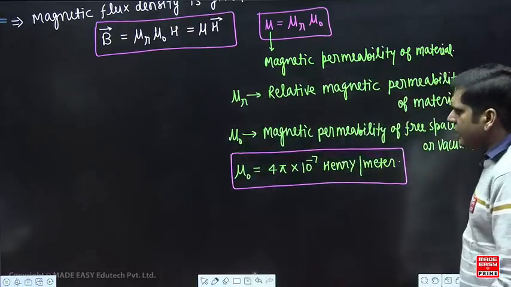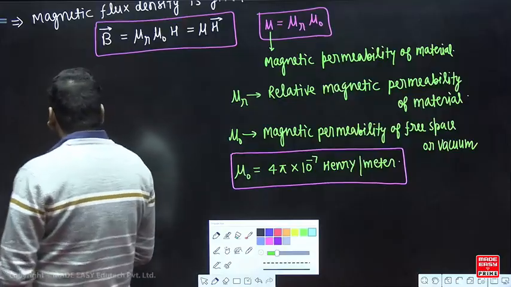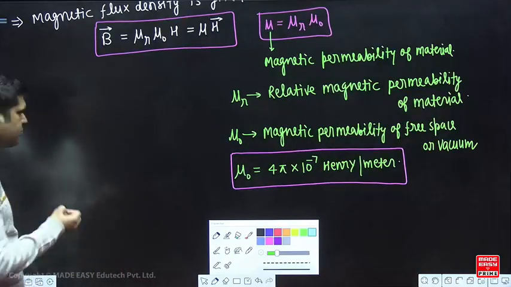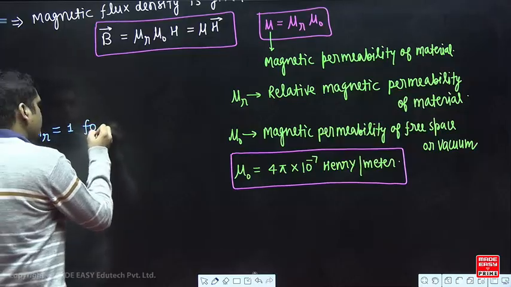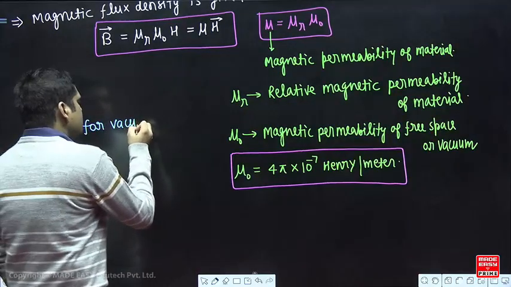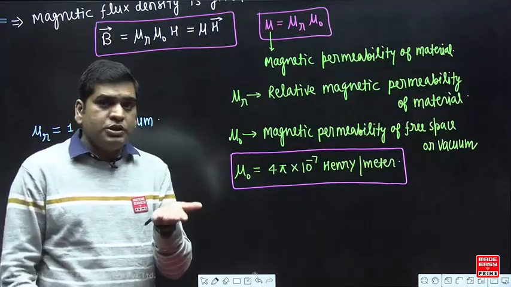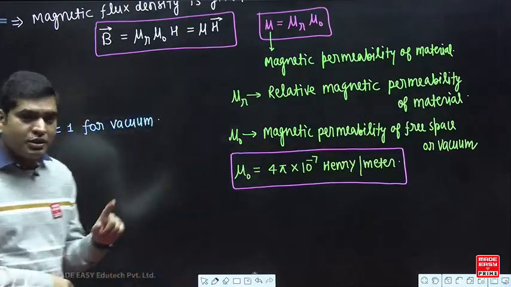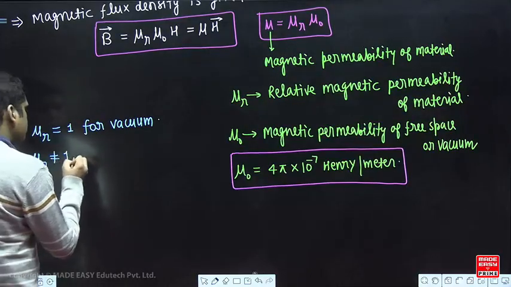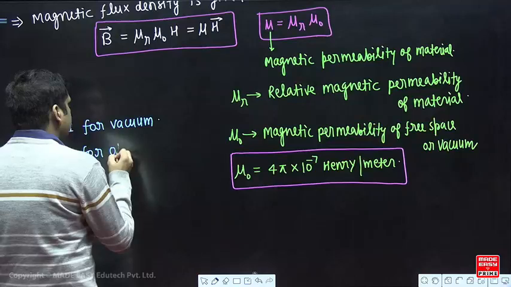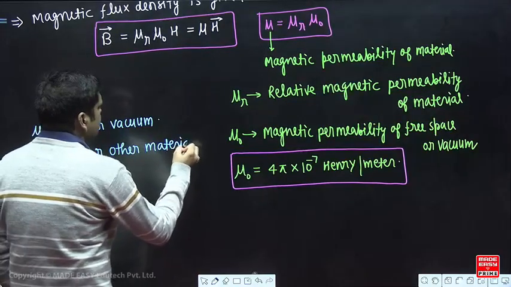Mu r is a relative parameter. So mu r can be equal to 1 only for the vacuum, because we are defining with respect to vacuum. So mu r is equal to 1 for vacuum. For any other material apart from vacuum, it cannot be 1, because you are comparing with vacuum. So either it is greater than vacuum or less than vacuum, but can never be equal to vacuum. So mu r does not equal 1 for other medium या material जो भी कह लें, ठीक.